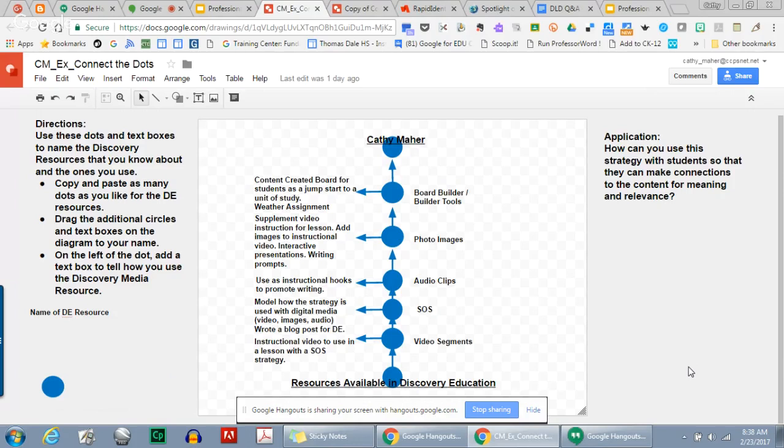I use SOS strategies. I've modeled them. I've actually written a blog post about them. Audio clips as instructional hooks to promote writing, photos and images. And I also use a board builder tool in Discovery. So think about this type of activity and your content area and how you can use these. For younger students, you may want to use images as the content ideas, and then possibly even have word magnets, or word art, that students can drag and drop to make those connections to what it means to them.